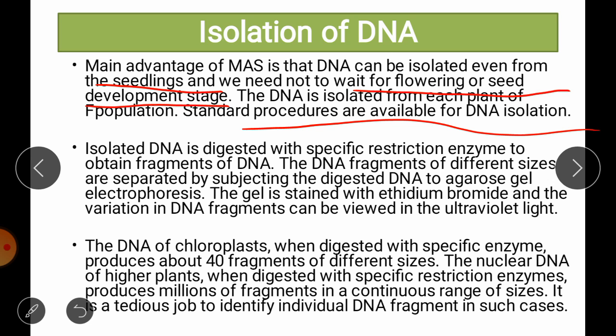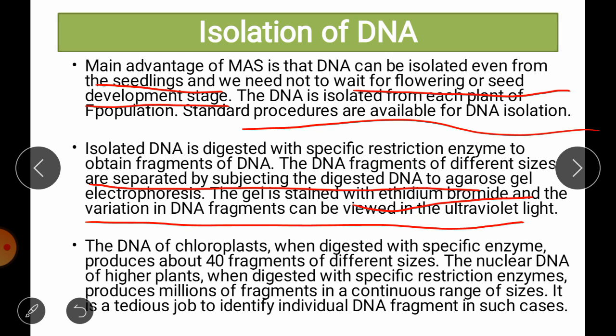Then we require certain specific restriction enzymes that can be used for digestion of DNA. DNA fragments of different size are separated by subjecting the digested DNA to agarose gel electrophoresis. After running a gel, you have to stain it with ethidium bromide, and the variation in DNA fragments we can view in the ultraviolet light.